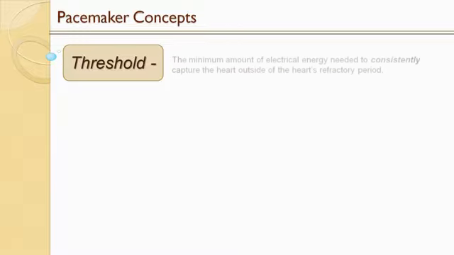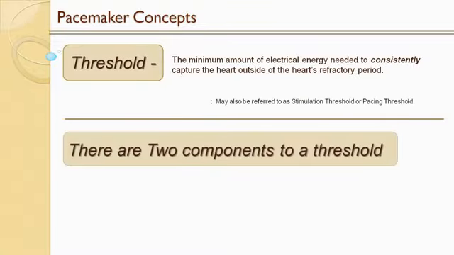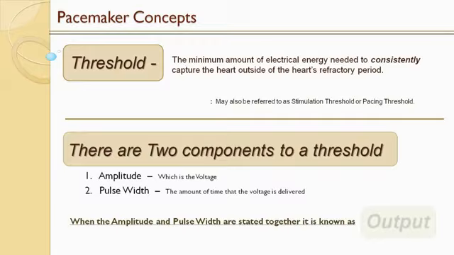Threshold: the minimum amount of electrical energy needed to consistently capture the heart outside of the heart's refractory period. It may also be referred to as stimulation threshold or pacing threshold. There are two components to a threshold: amplitude, which is the voltage, and pulse width, which is the amount of time that the voltage is delivered. When the amplitude and pulse width are stated together, it's known as the output.